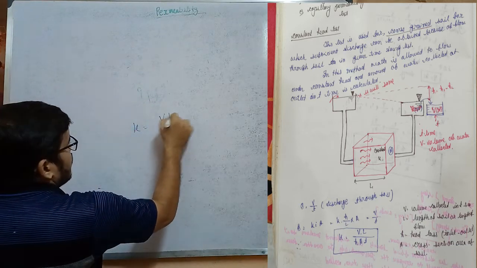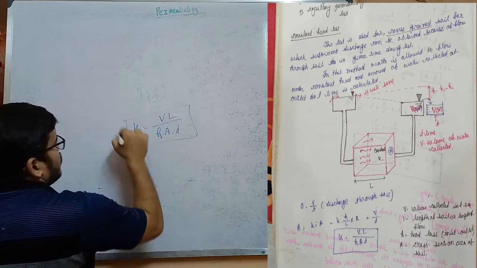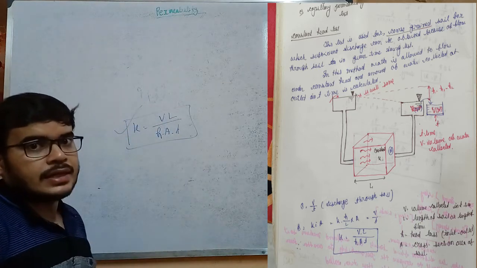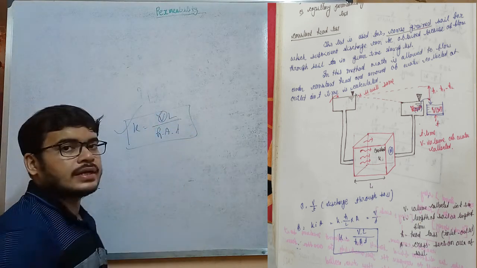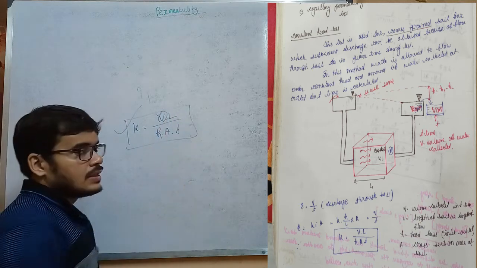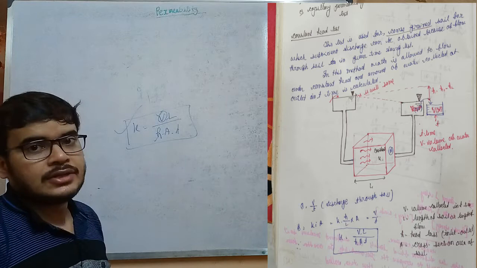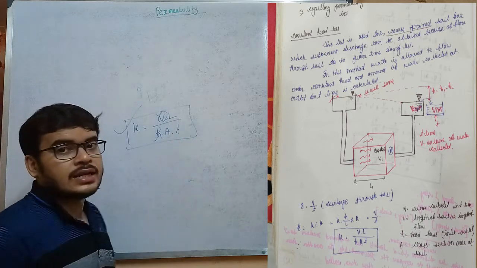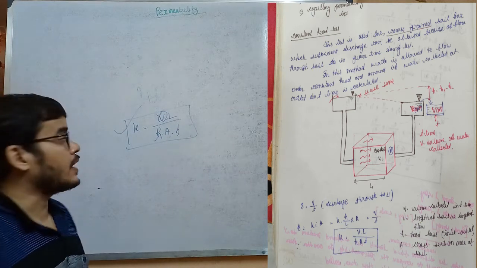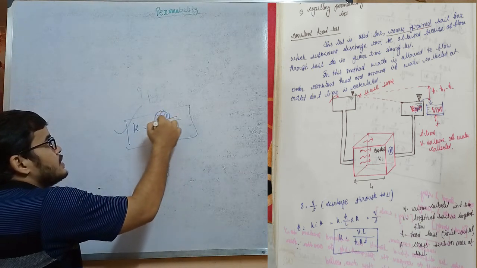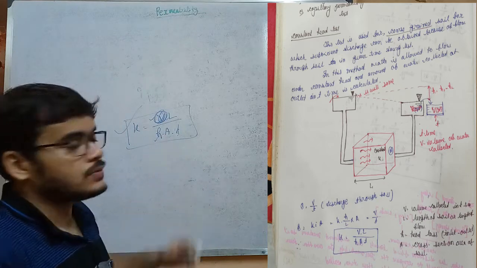Now the equation is important here. K equals VL by HAT, that is the equation of the constant head test. V means the volume of flow we are getting, L means the length of the flow, H means the head difference, A means the cross sectional area of the soil, and T means the time after which we are getting this amount of flow.